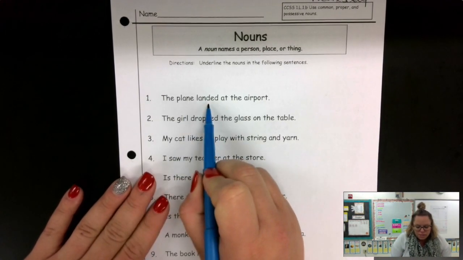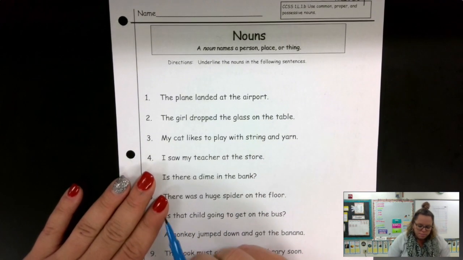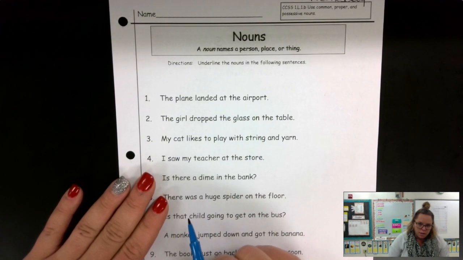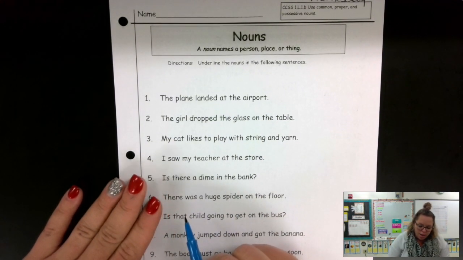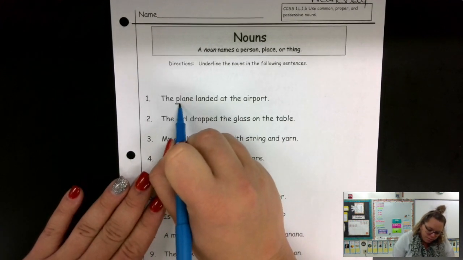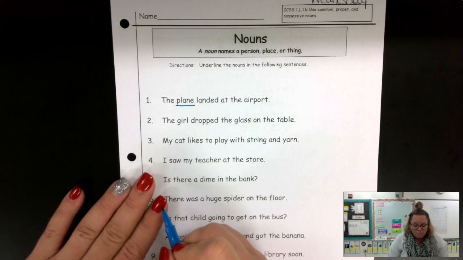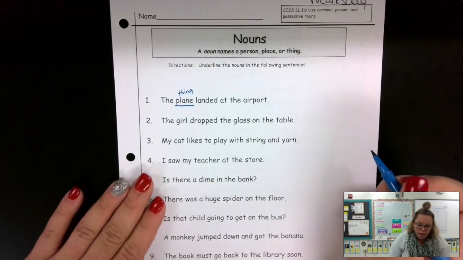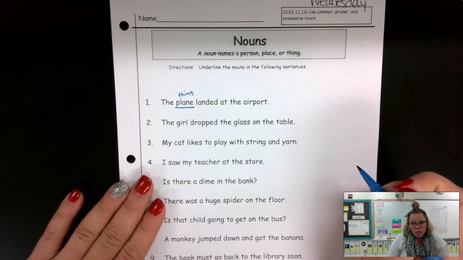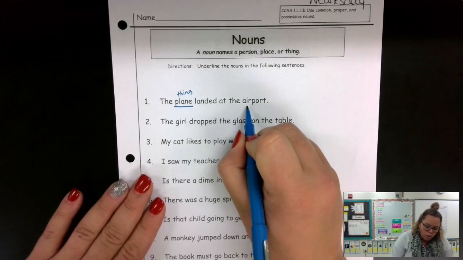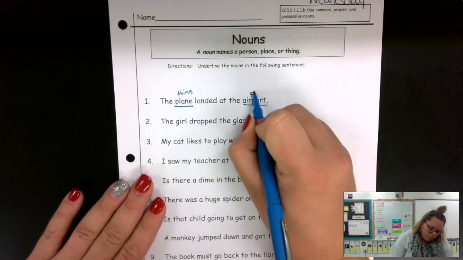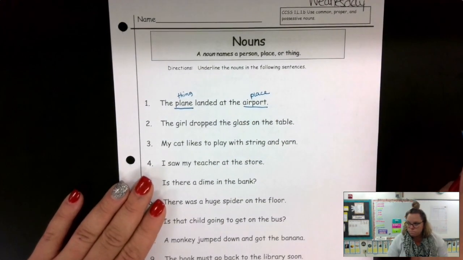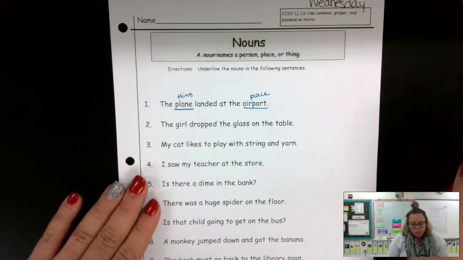The plane landed at the airport. Do you hear a person, place, or a thing there? The plane landed at the airport. Yeah, plane. That would be a thing, right? And did you hear another person, place, or thing? Hopefully you heard airport. That's a place, isn't it? Let's look at number 2.